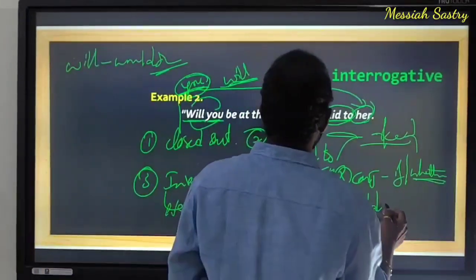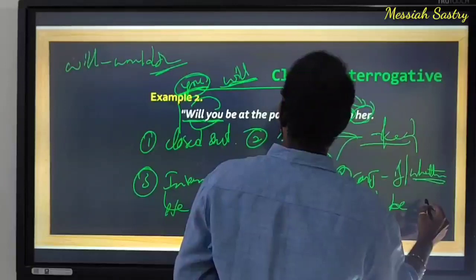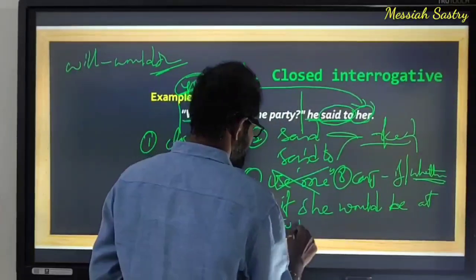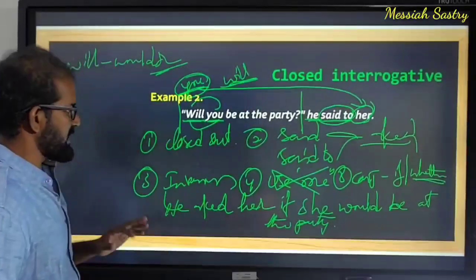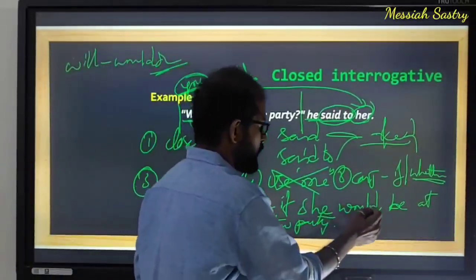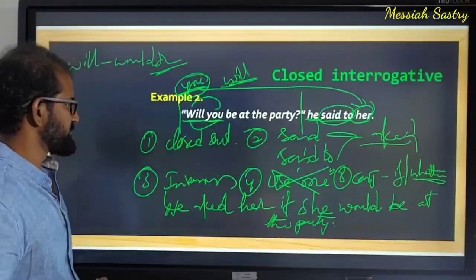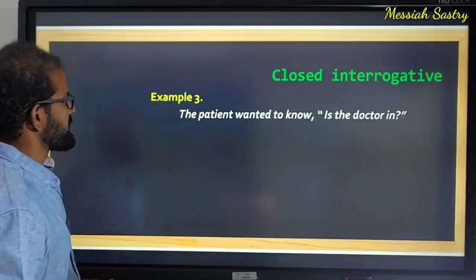If she could be at the party. So the answer is, he asked her if she would be at the party. So it always ends with a full stop. So this is how we change the sentence. Let us take one more sentence.